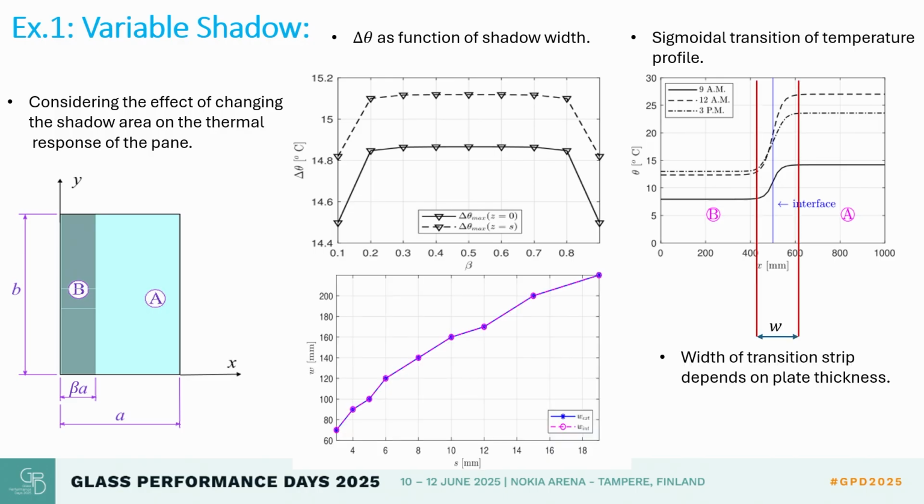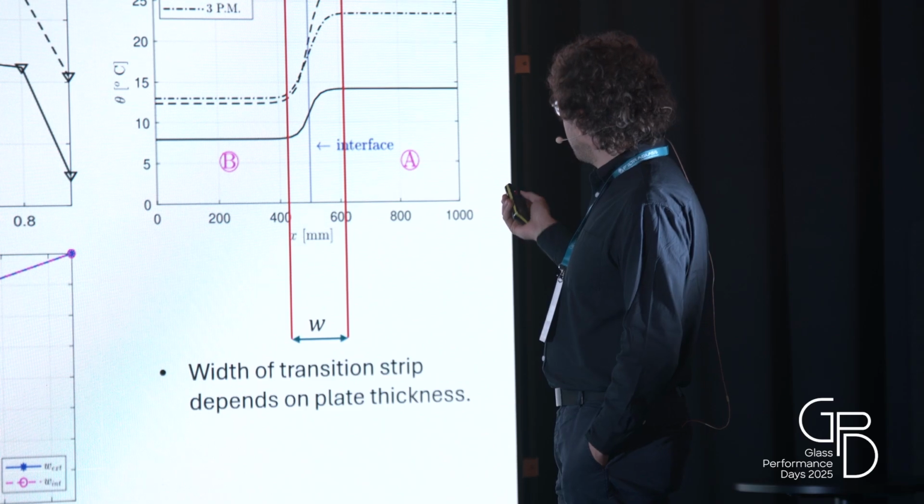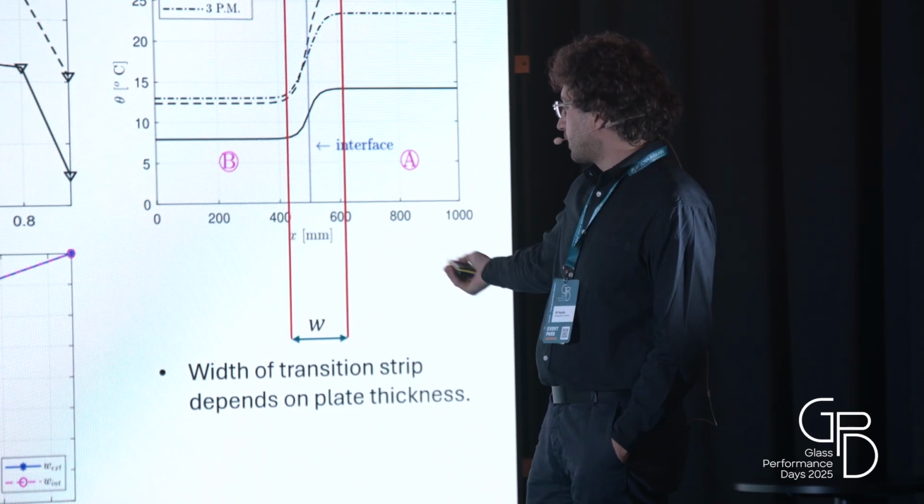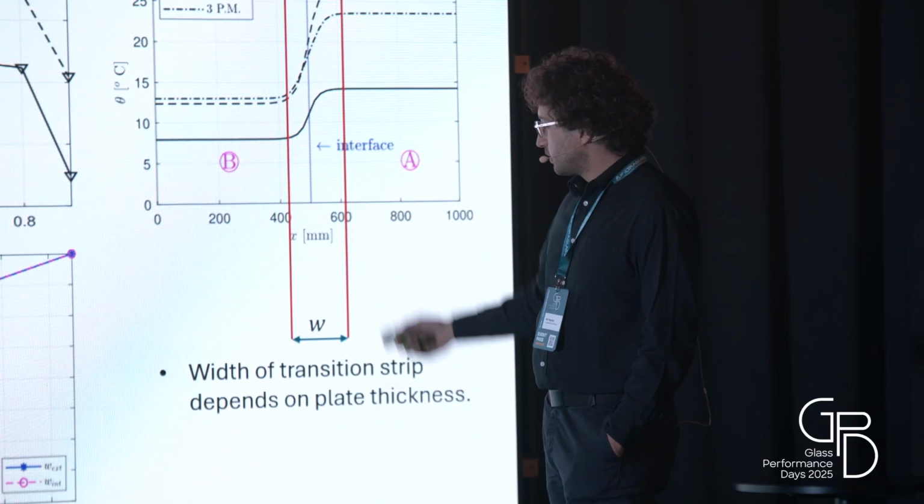Additionally, we did some parametric analysis to study the relationship between the width of the transition area, the transition strip, and the thickness of the plate. We can see there is a functional relationship between the width of the transition strip and the thickness of the plate.